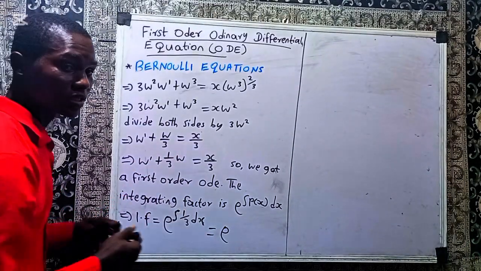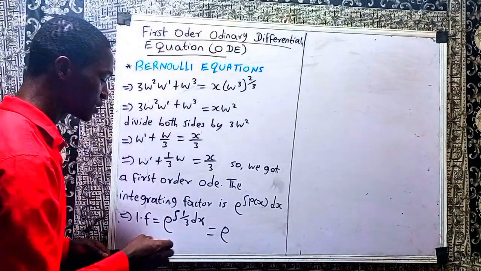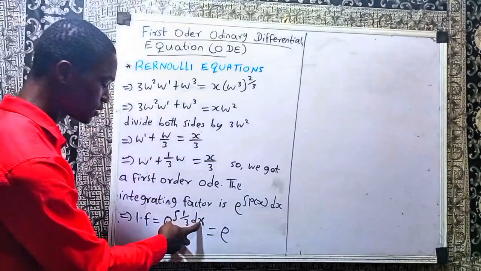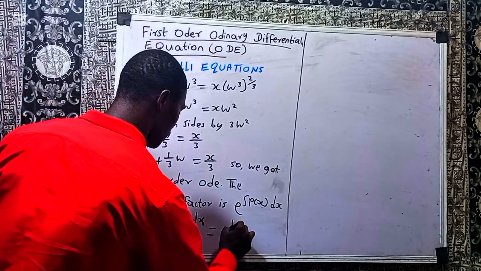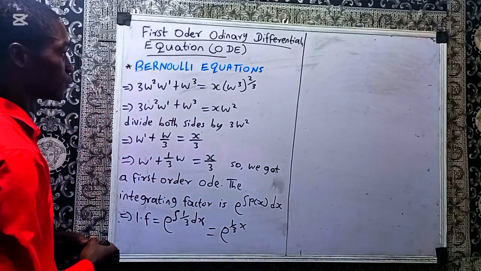If you want to integrate a constant, what's the result? The integral of a constant is that constant multiplied by the variable we are integrating with respect to. We are integrating with respect to x, and our constant is 1 over 3. So the result will be 1 over 3 multiplied by x. So this is our integrating factor.